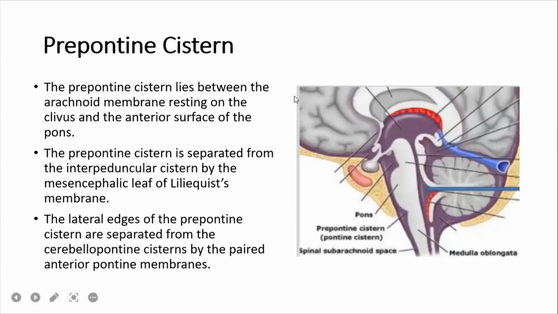Next is the prepontine cistern. The prepontine cistern lies between the arachnoid membrane, which rests on the clivus, and the anterior surface of the pons, as we can see over here. The prepontine cistern is separated from the interpeduncular cistern by the mesencephalic leaf of the liliequist membrane, as we have already discussed. The lateral edges of the prepontine cistern are separated from the cerebellopontine cistern by a paired anterior pontine membrane.